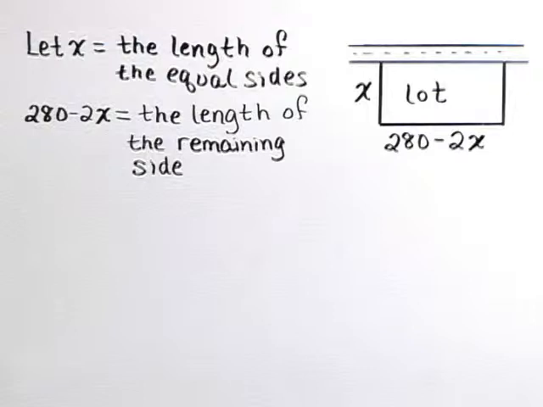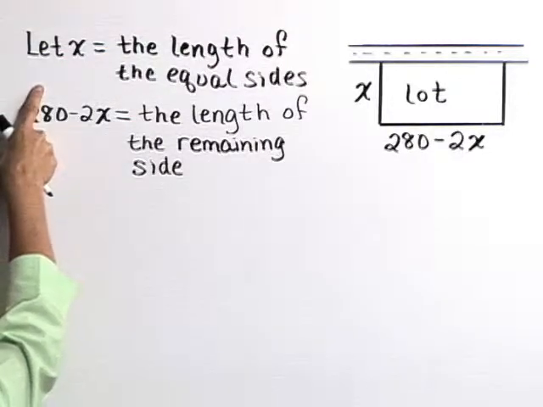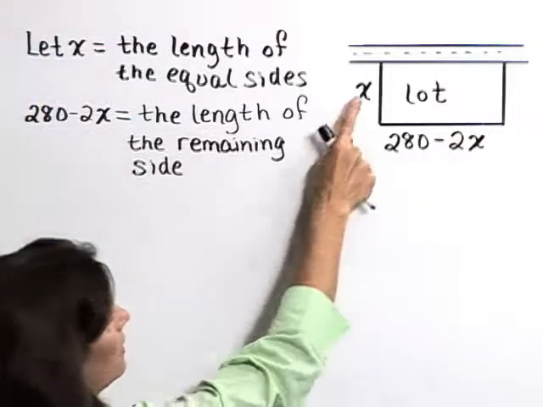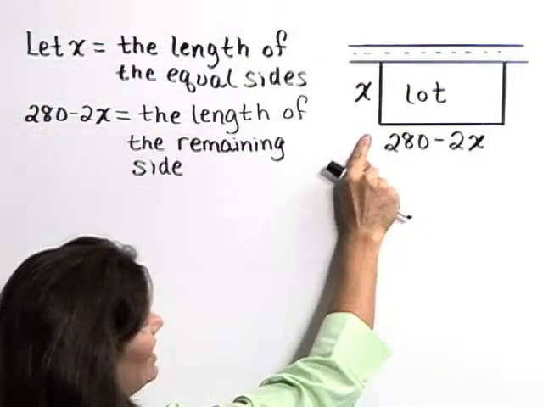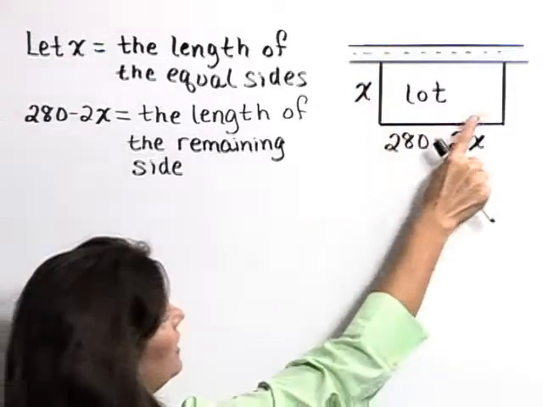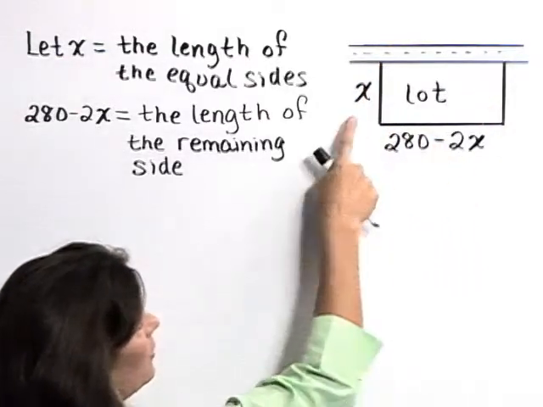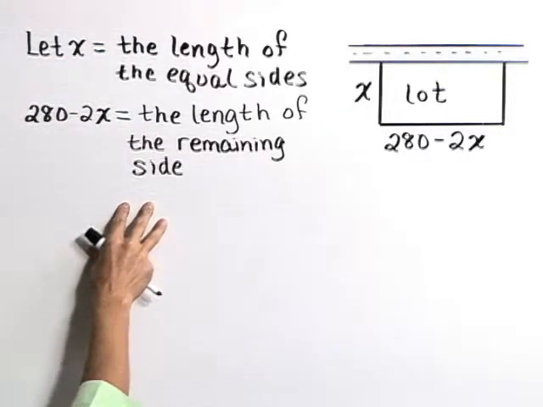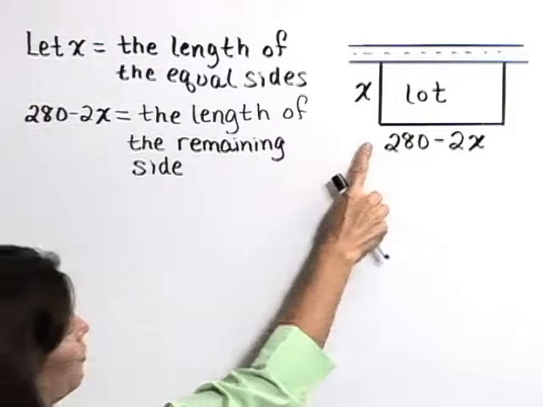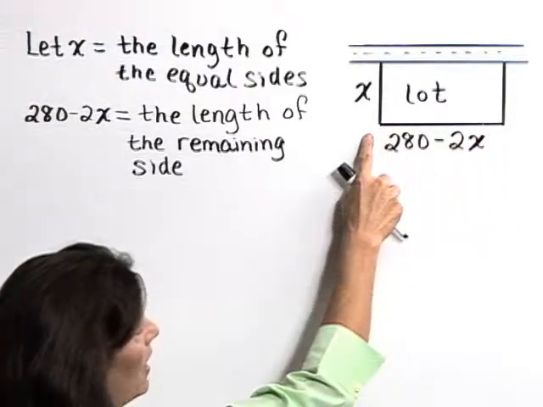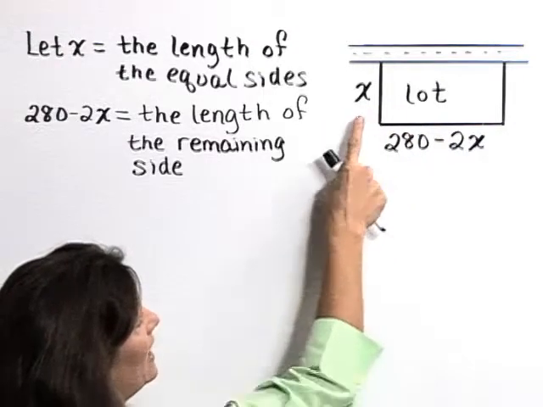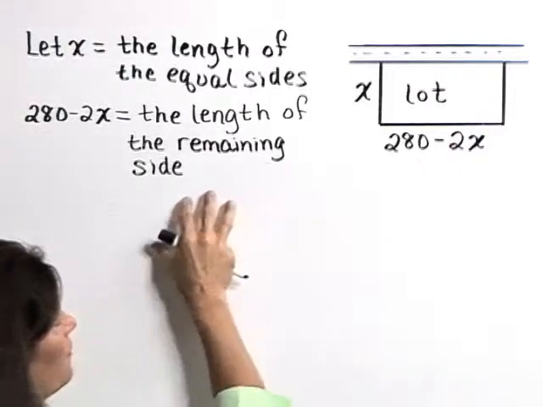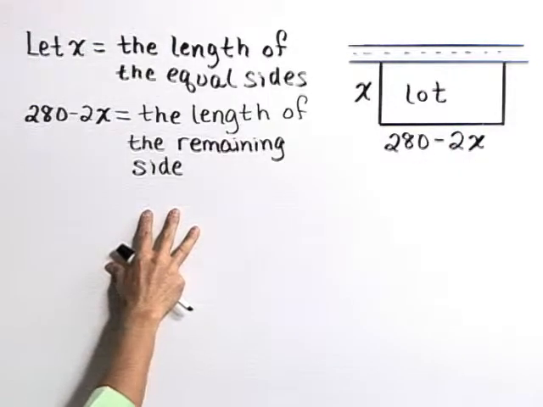Now, let's define our variables and let's let x represent the length of the equal sides of this lot. So we have a lot along a highway. It's going to be rectangular, so we know that 2 of these sides are going to have the same dimension, which I'm calling x. Now, we're given 280 feet of fencing to work with, so the remaining side of this lot is that total of 280 minus these 2 x's. We've defined our variable.